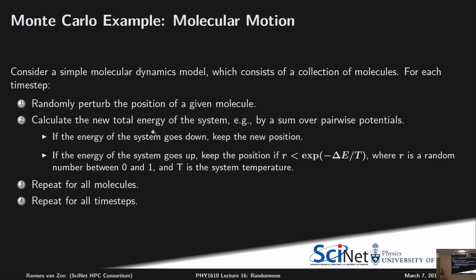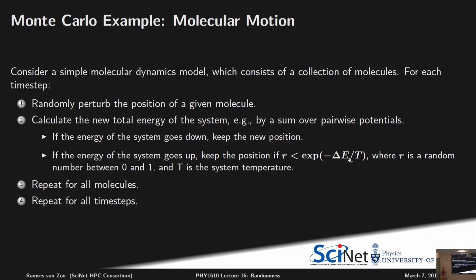Because if the energy of the system would go up by this perturbation, I'm still going to allow it with a certain probability. And the probability is going to be the exponent of minus the difference of energy over T, where T is the temperature. If you're concerned with units, that T should be kBT, so the Boltzmann constant times T. So R here again is this random number between 0 and 1, and T is a temperature. So if this is true, then this must simulate a set of molecules at that given temperature T.